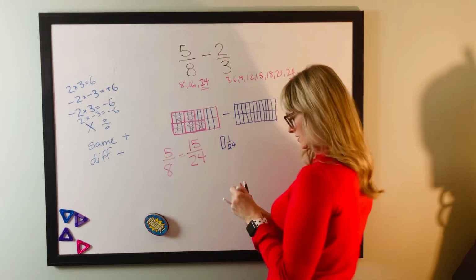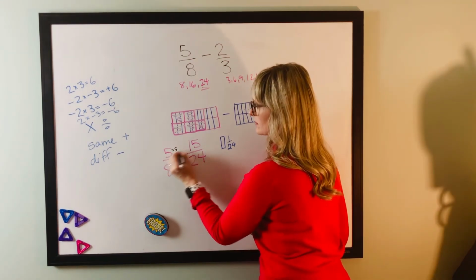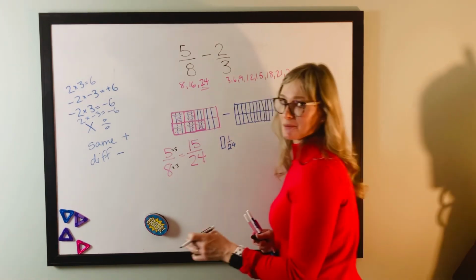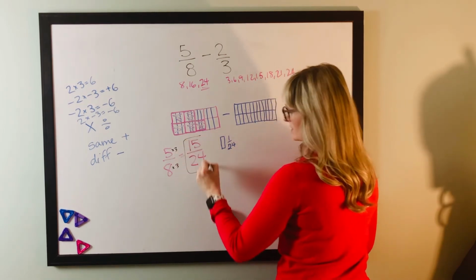Those are equivalent fractions. And some students will say, oh, I can tell that that's an equivalent fraction because 5 times 3 would give me 15 and 8 times 3 would give me 24. And you get really good at that when you're finding common denominators all the time. But this is our new fraction.